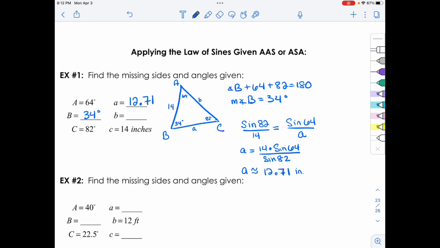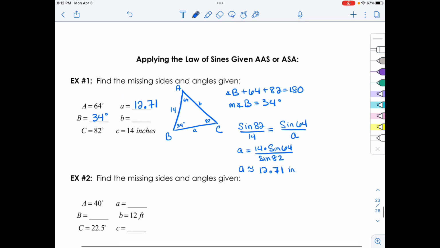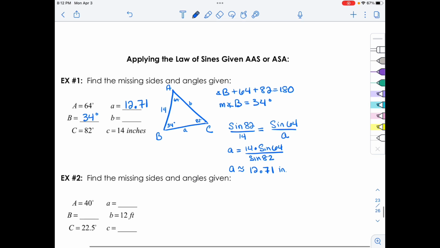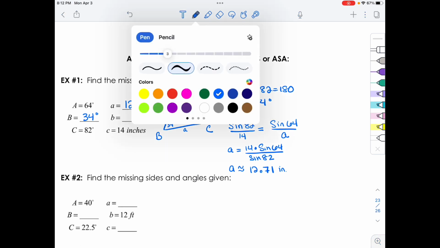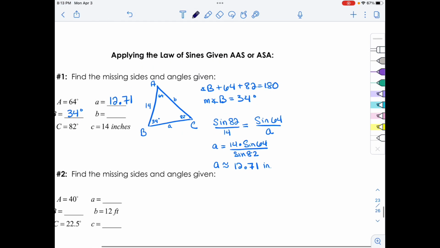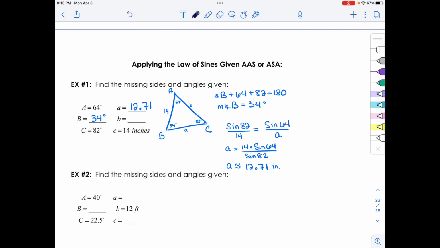Great. So now we're going to do it with B. So I'm going to go back to the ratio for C, and this time I'm going to show you what I was talking about, how the reciprocals work exactly the same way if you need them to. So instead of putting little b on the bottom, I'm going to put little b on the top over the sine of big B, 34, and that equals little c on the top over sine of 82. So the reciprocal of the ratio also is equivalent.